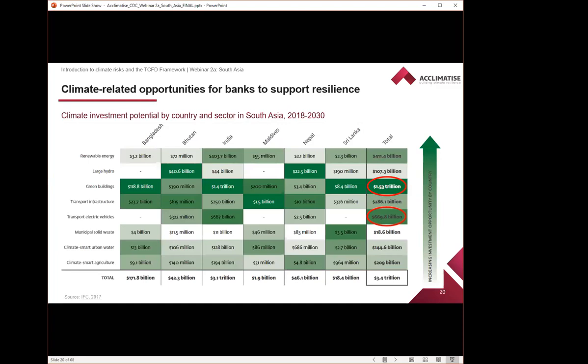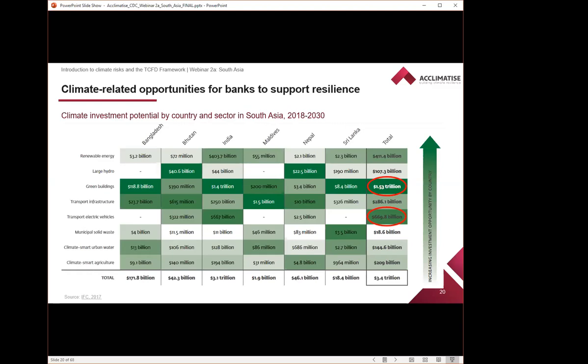So this slide shows the results from a recent 2017 IFC study across the South Asia region, and it estimated climate investment potential by country and sector from 2018 to 2030. And this study is based on each country's NDC and the targets and objectives it listed in them. So we touched on those a little bit before. The IFC estimates across the region there's a need for 3.4 trillion in climate investment between 2018 and 2030.